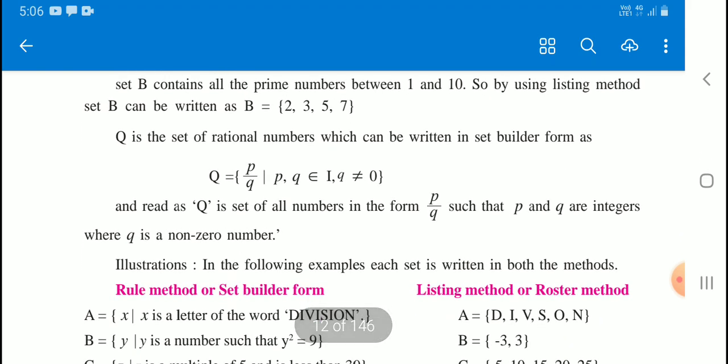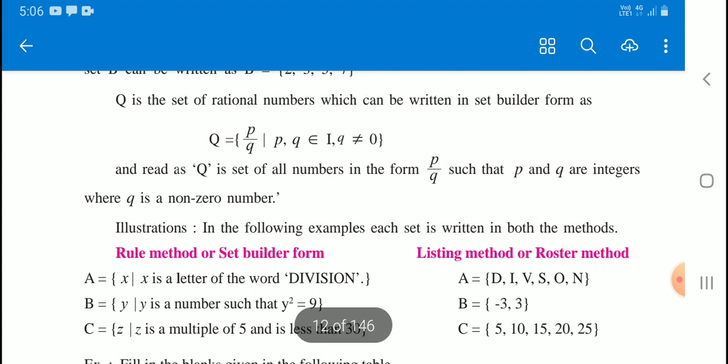Now we can write the set of rational numbers as Q is equal to, in curly brackets, p upon q, such that p, q belong to I, q should not be 0. Curly bracket completed. Here we have written this set in set builder form. Q is the set of all numbers in the form p upon q such that p and q are integers where q is a non-zero number.